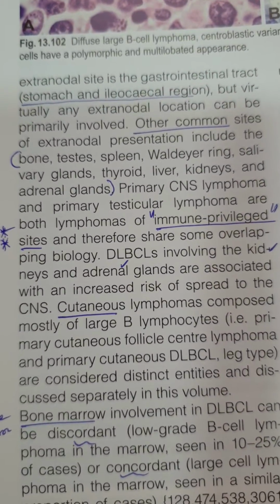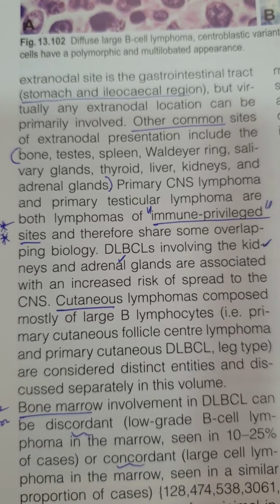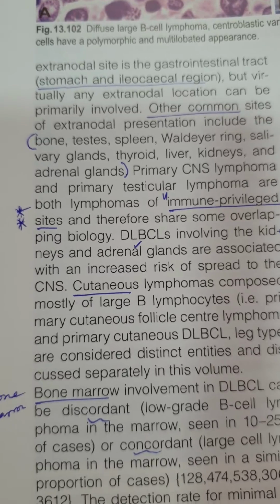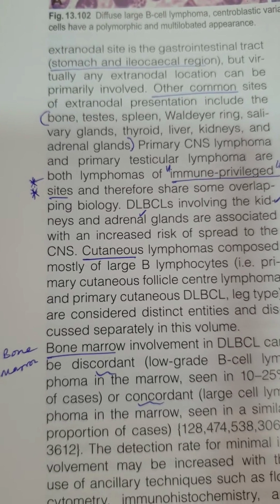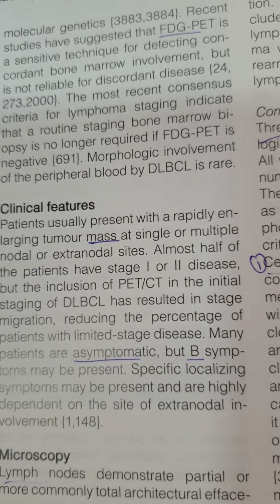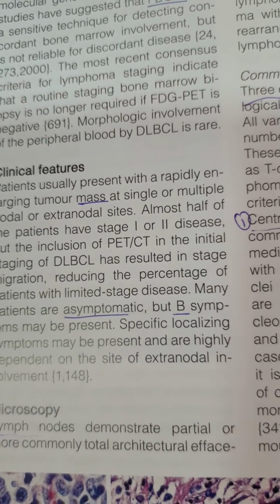Then what are the other sites? It can occur in the GIT and several sites in the body. Then CNS, testis, skin, bone marrow. Bone marrow can be concordant or discordant involvement. Clinical features, it can present as a mass, asymptomatic or with B symptoms.